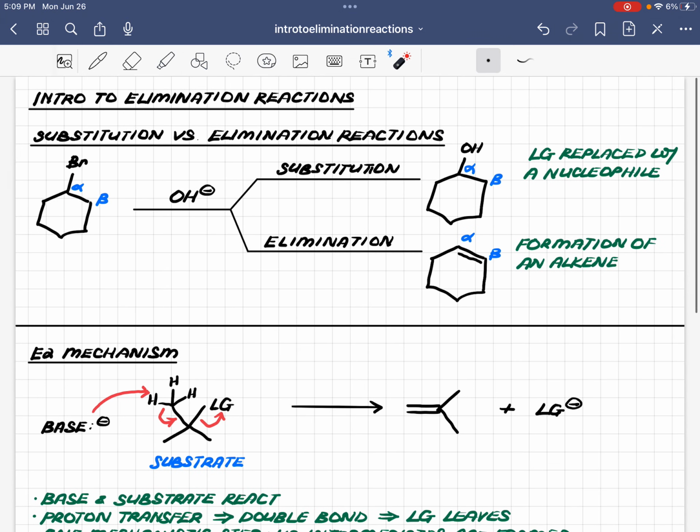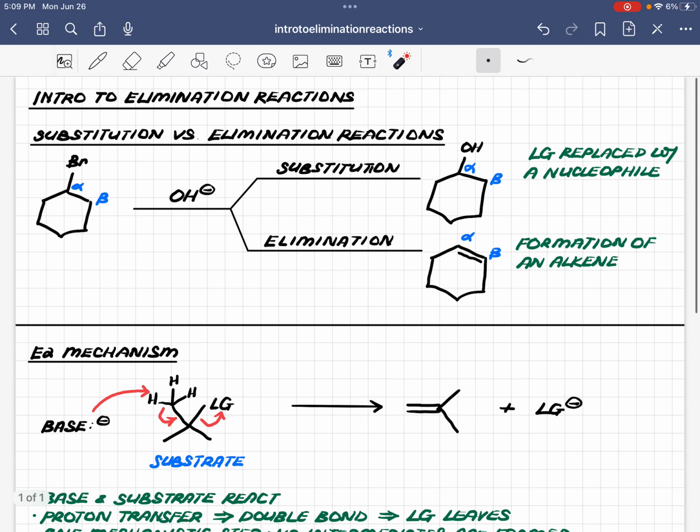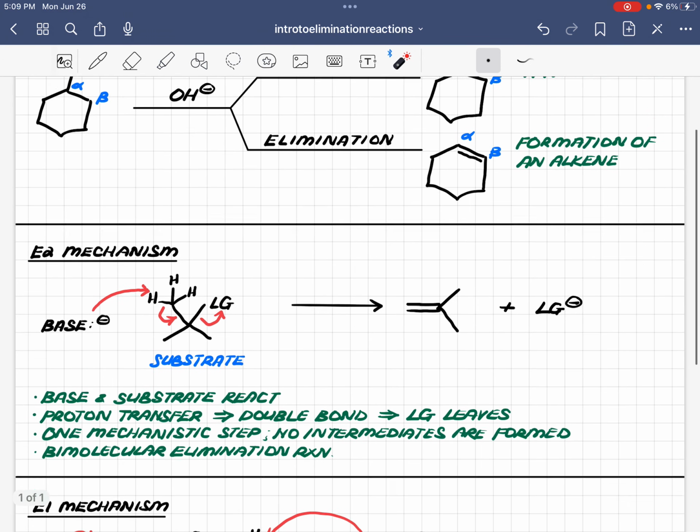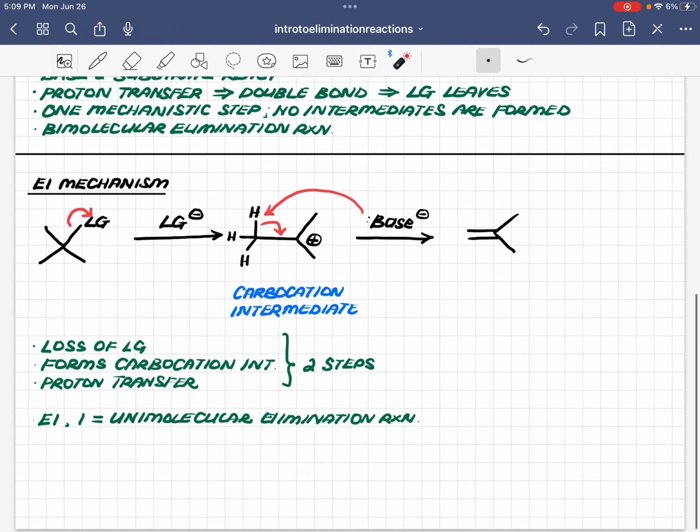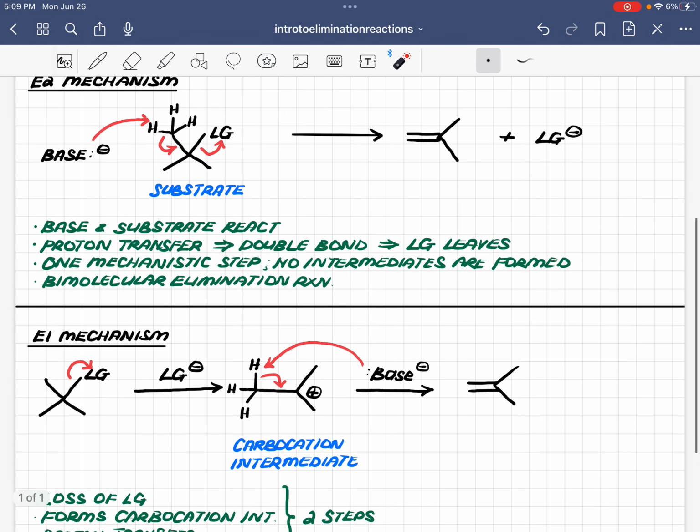But that's the end of the lecture on introducing you guys to elimination reactions, how they differ from substitution reactions, and the basic mechanisms for E1 and E2 reactions.